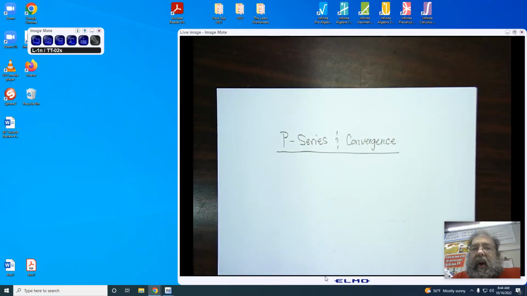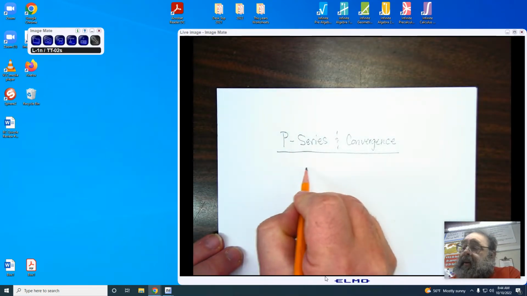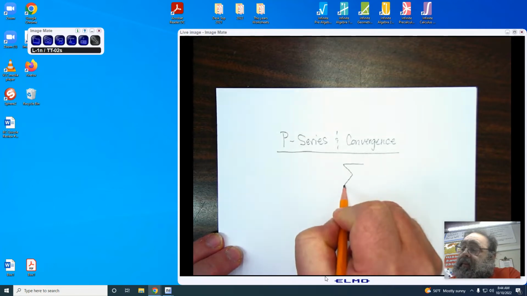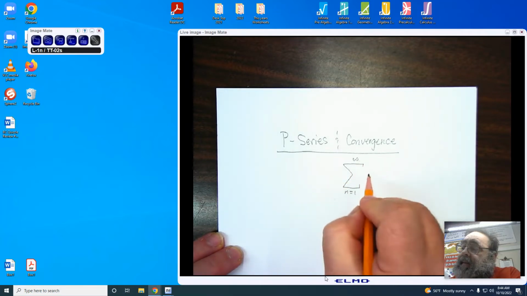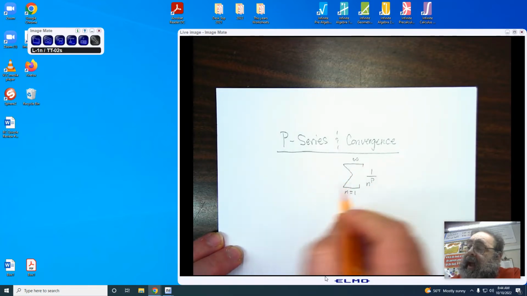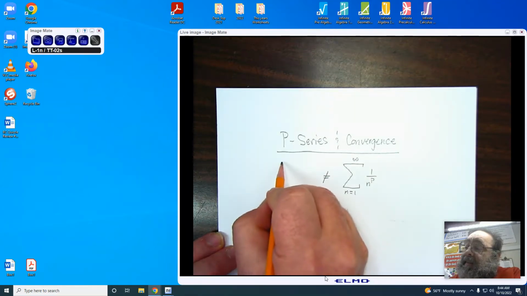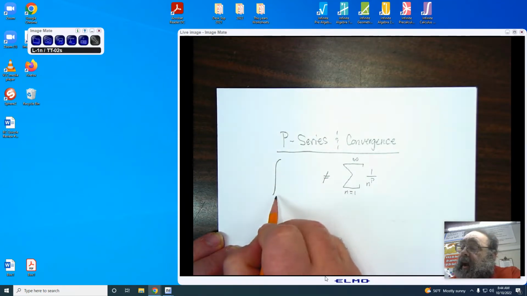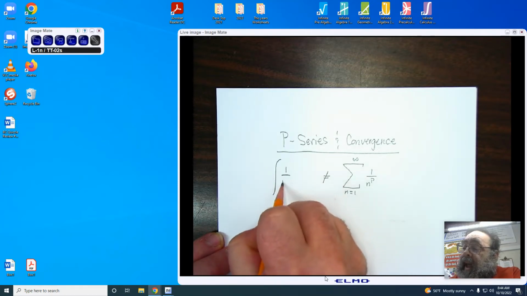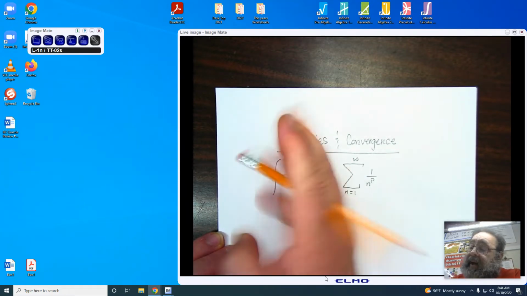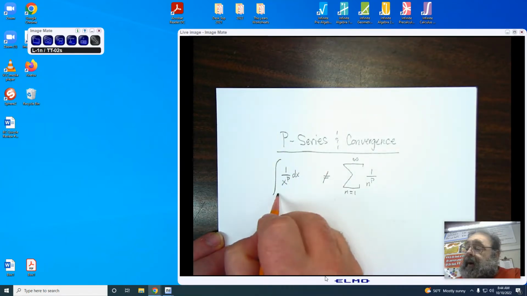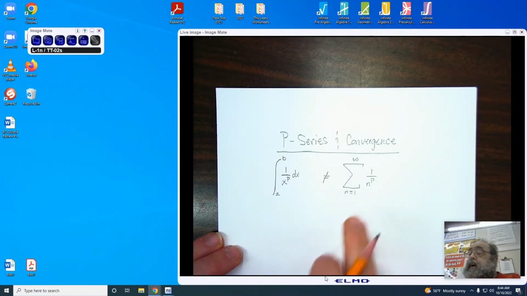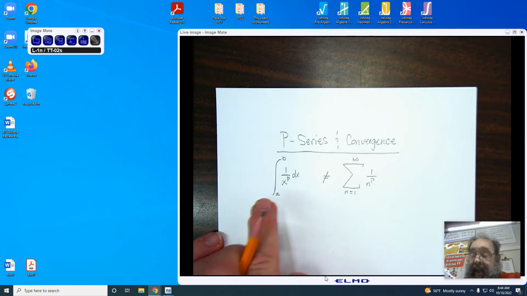And I want to make sure that we recognize that there is a distinct difference between the summation P-series starting at n equals 1 and going to infinity for 1 over n to the p, and this is not the same as the integration from 1 over x to the p dx. Please be aware these are very different, and we'll be talking about this, not this.